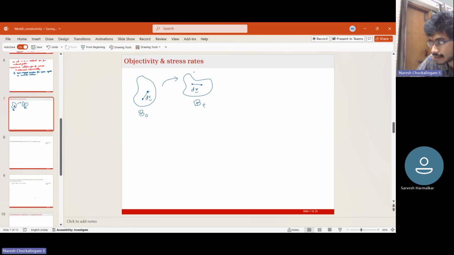Now over and above this, you can superimpose another rigid body motion. So this is the deformation field, say you have phi. Over and above this, you can superimpose another rigid body motion, say Q. And the body just rotates, because under rigid body motion, it cannot develop any strain. So the body just rotates and you have another vector, dx tilde.